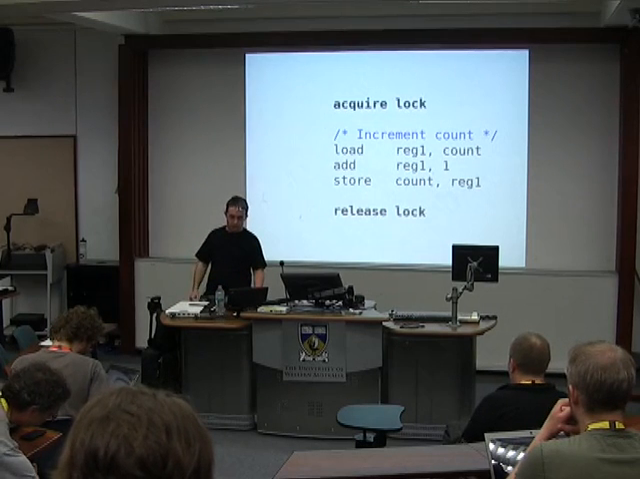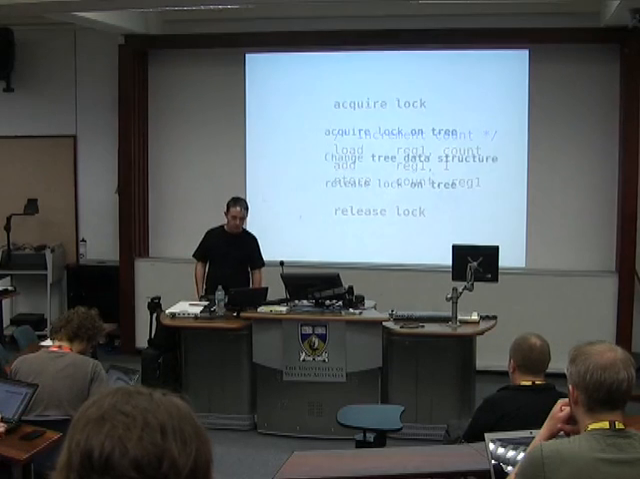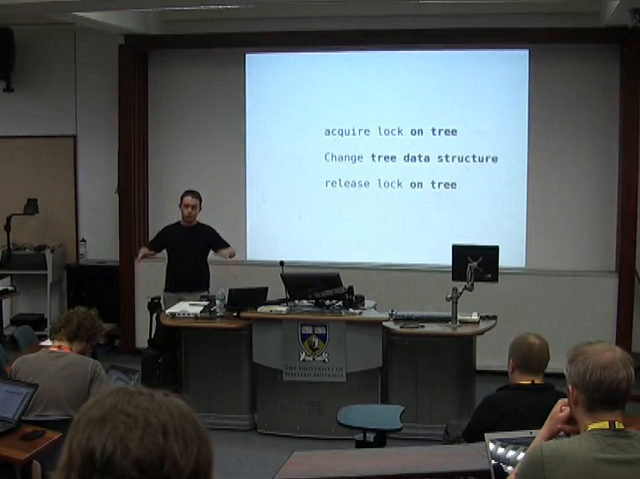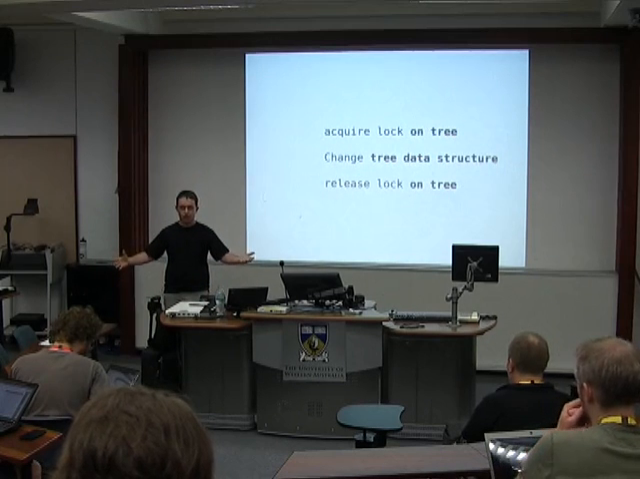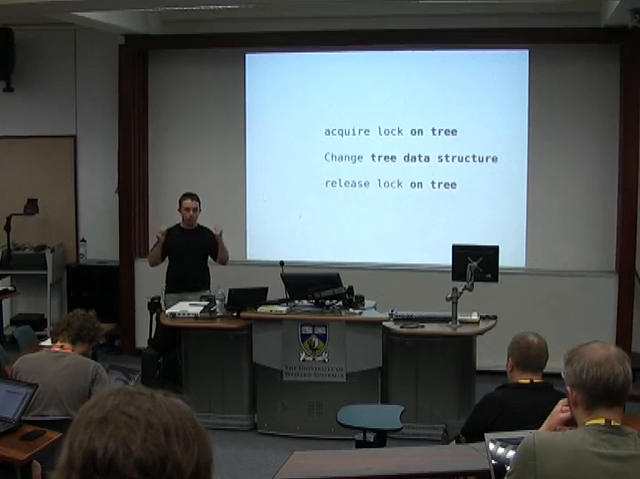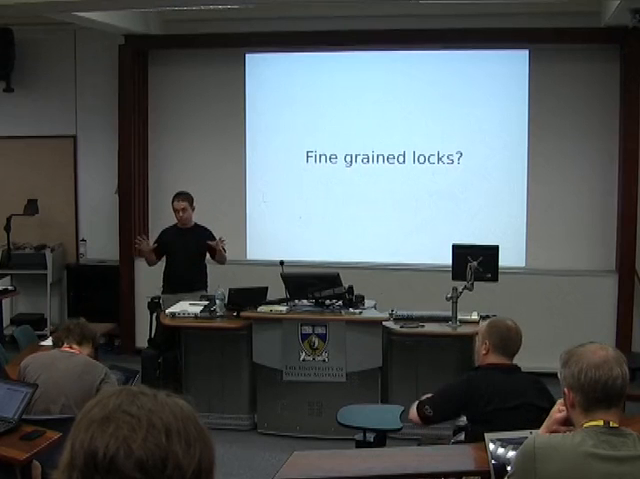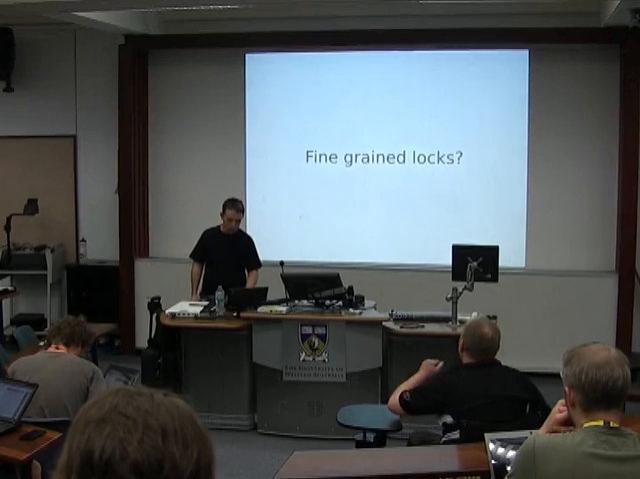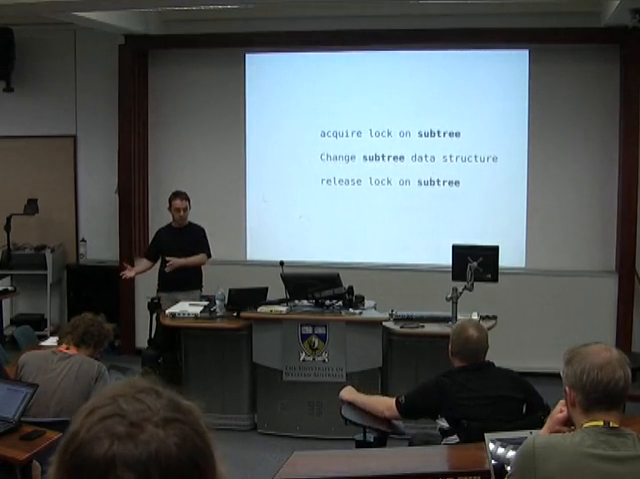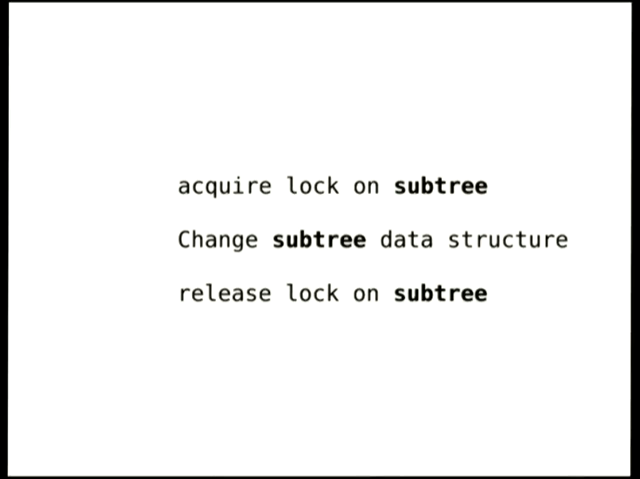And this kind of works okay for a count. There's plenty of other ways to do this. But say you've got something bigger, like a big tree data structure. Acquiring a lock on that data structure is obviously not going to work particularly well if lots of people are hammering on that tree in different parts. So what you might decide to do is something like fine-grained locks. If I'm editing this part of the data structure and you're editing that part, then we can work at the same time and not override each other. So you acquire a lock on a subtree, change your subtree, and then release the lock on your subtree.